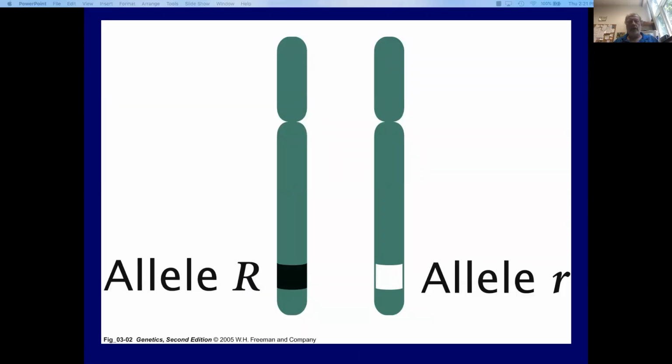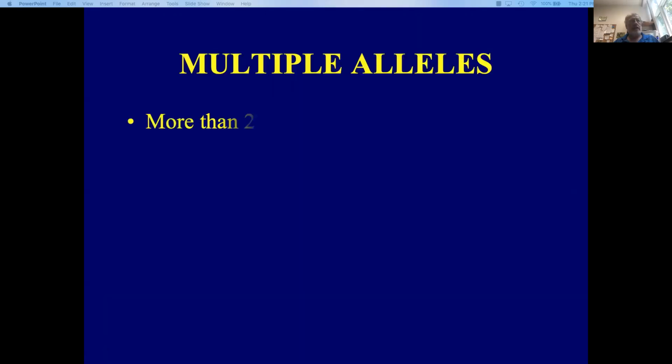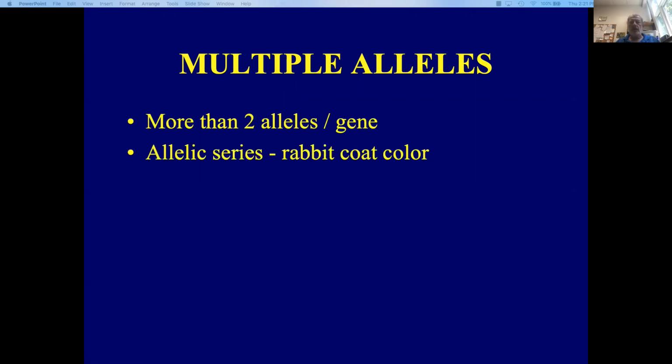So here we are showing a heterozygous genotype, big R, little r. Big R inherited from one parent, little r chromosome inherited from the other parent. So multiple alleles, again, this is more than 2 alleles per gene in a population. And we'll look at a series of alleles determining the coat color in rabbits.